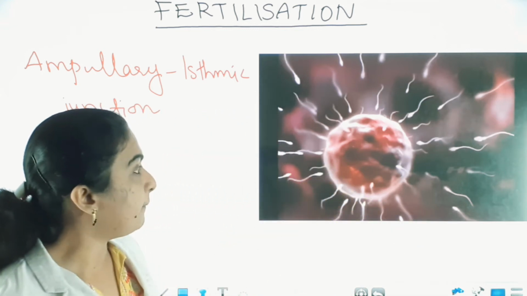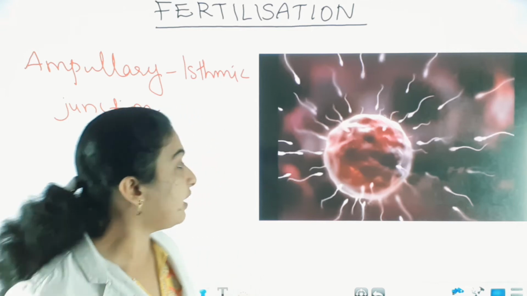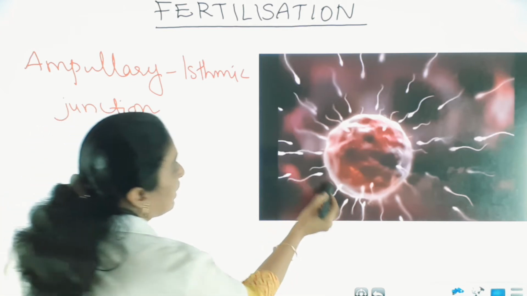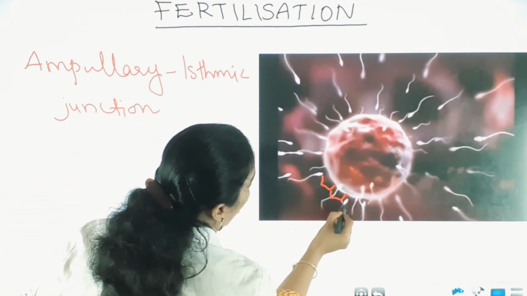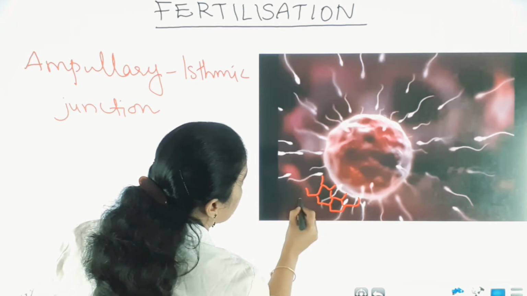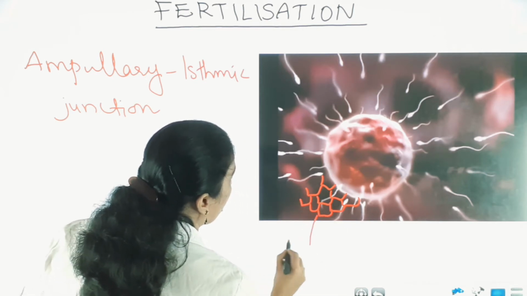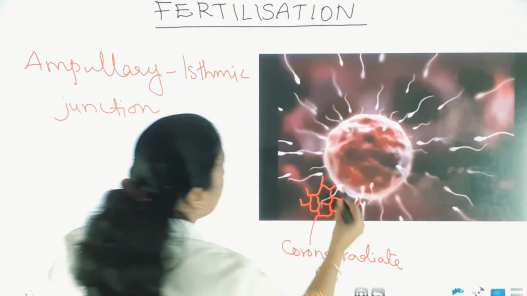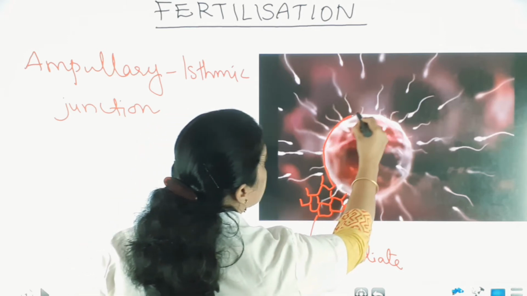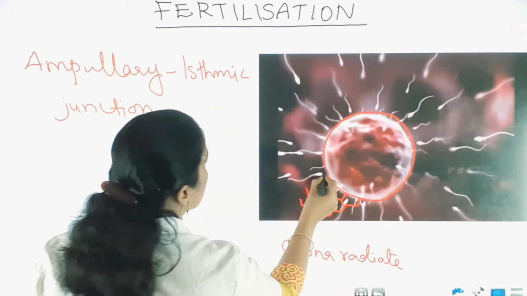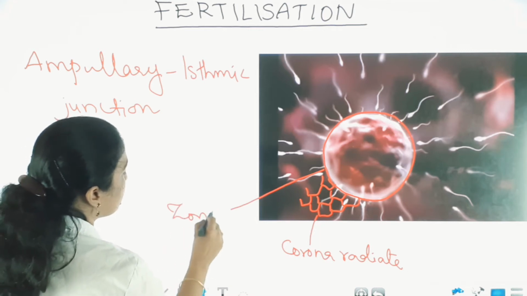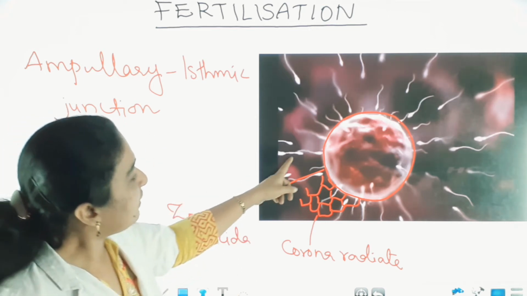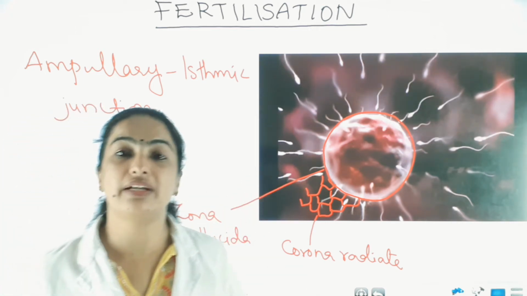So you can see the ovum, a spherical body, inside the oviduct. Numerous sperms are also there. First, you can see around the ovum a large mass of cells. What is the name of this large mass of cells? Corona radiata. And inner to the corona radiata, we can see an outer covering which is known as zona pellucida.